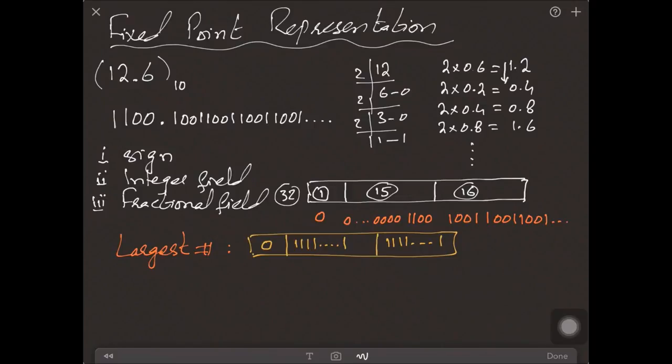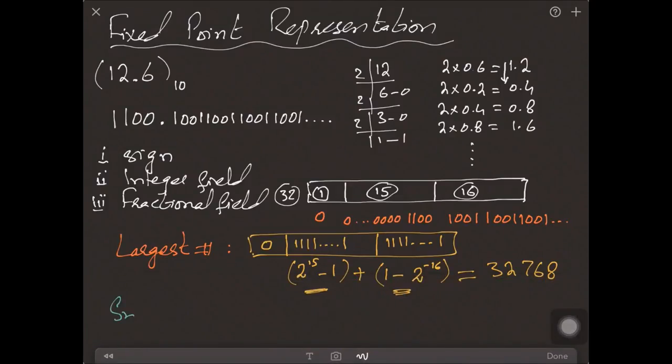So this makes 2 raised to the power 15 minus 1, and this part makes the fractional part 1 minus 2 raised to the power minus 16. So this is the integer part, and this is the fractional part, and this comes out to be almost 32768, closer to 32768, or you can say 32767.99999.